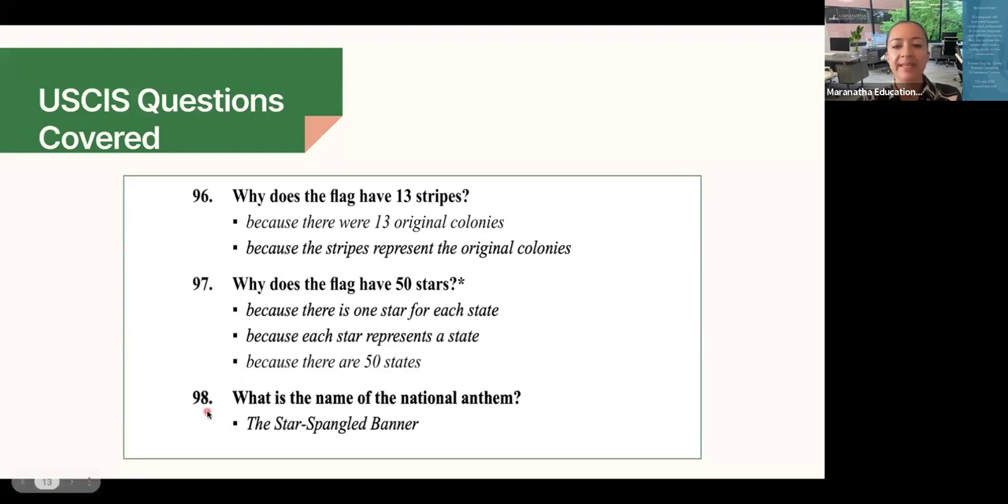What is the name of the national anthem? The national anthem is the song people sing to their country. The name of the national anthem is the Star-Spangled Banner and is a reference to the flag of the United States.